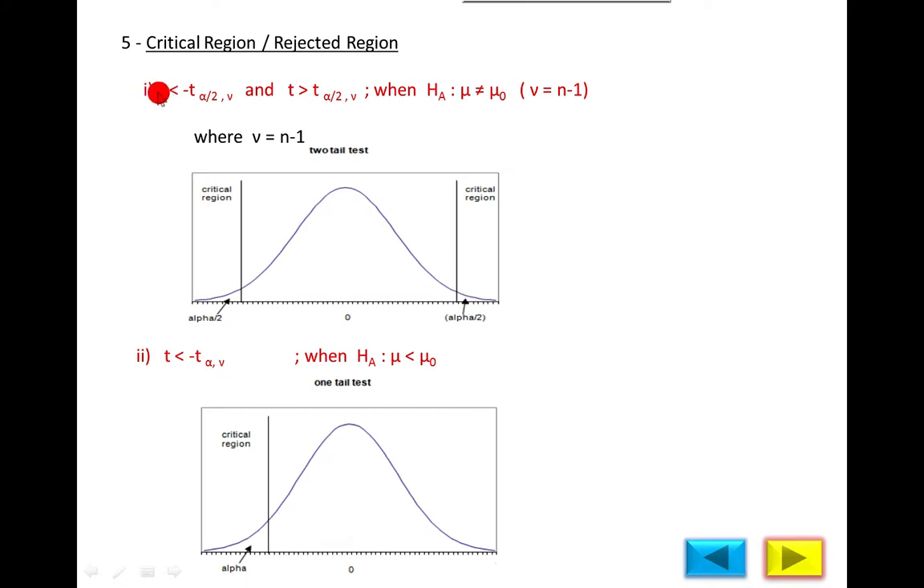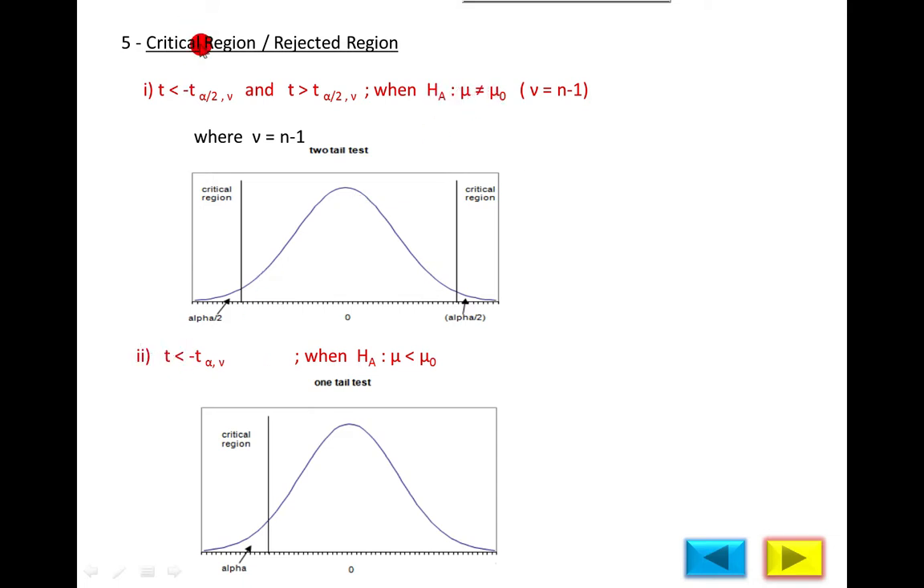If the t value is greater than, instead of less than, it lies in this area, or if the t value is less than the positive table value, it lies in this area. So if the condition is opposite, it will lie in the acceptance region, so we will accept the null hypothesis. So this graph, this sketch, represents the area of the rejected region or critical region, and this critical region depends on this notation.